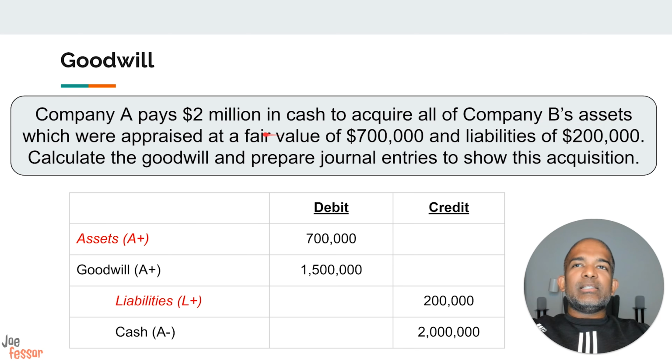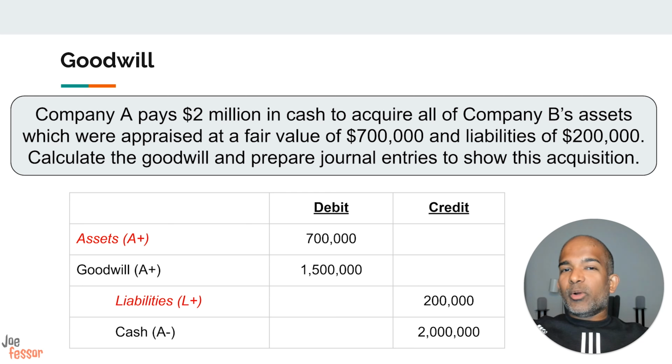So company B's assets were appraised at $700,000 and their liabilities at $200,000. So the net valuation of company B is $700,000 minus $200,000, which is $500,000. But for this, company A pays $2 million in cash. So why would a company pay $2 million to buy another company which is valued at only $500,000? This $500,000 valuation is only considering the tangible assets of company B. Company A pays a premium, this $1.5 million in excess, to acquire company B.